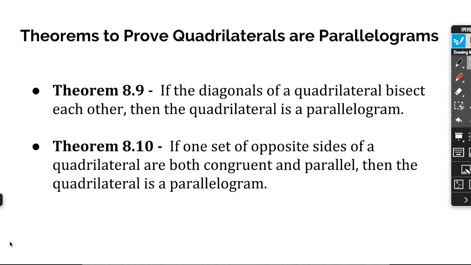And then our new one is that if you have one set of opposite sides that are both congruent and parallel, then it will be a parallelogram. This is because the other sides are going to have to follow suit, and they will also have those same properties. So let's look at some examples.